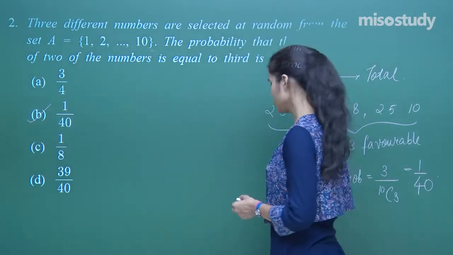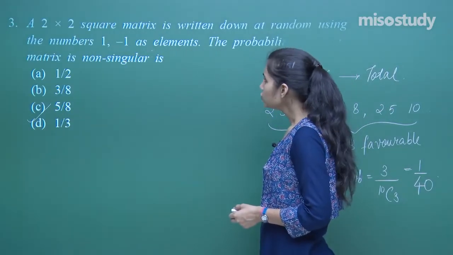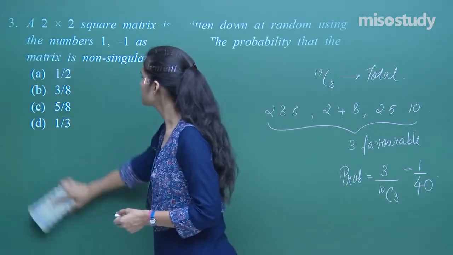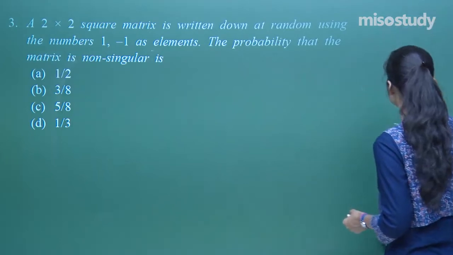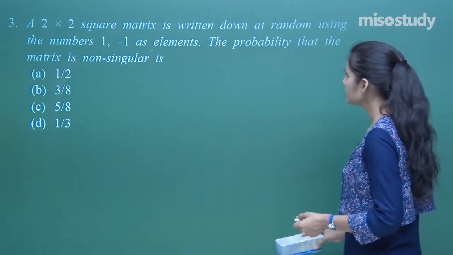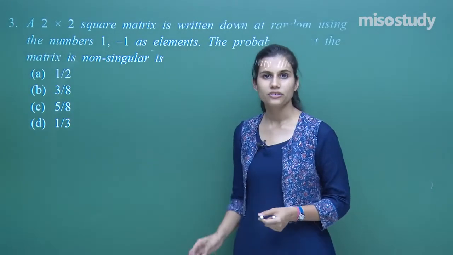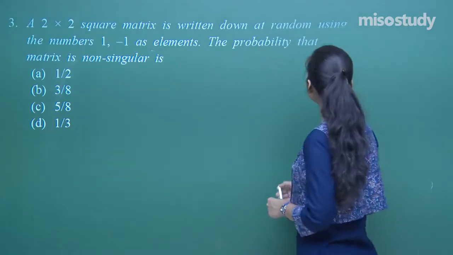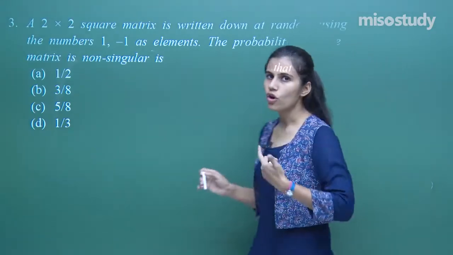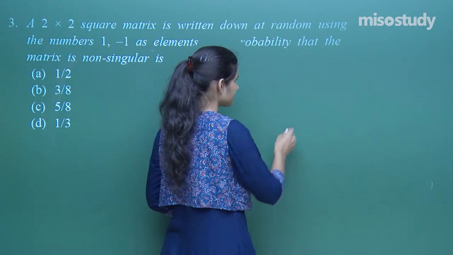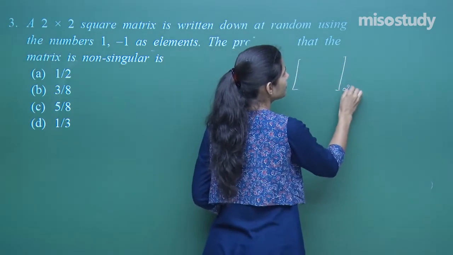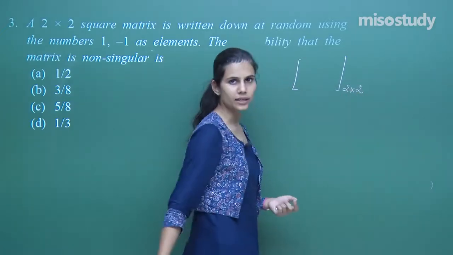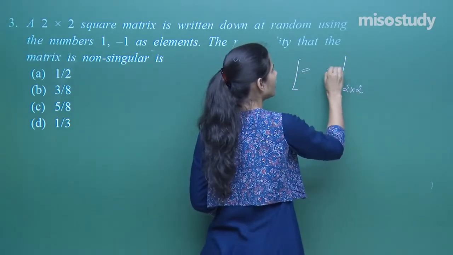Easy enough? Next question says a 2 cross 2 square matrix is written down at random using the numbers 1 and minus 1. So only by using these numbers is a 2 cross 2 square matrix written down, what is the probability that the matrix is non-singular? Okay. So first of all, in how many ways can you form a 2 cross 2 matrix with the entries 1 and minus 1? In a 2 cross 2 matrix, there are 4 entries that you need.